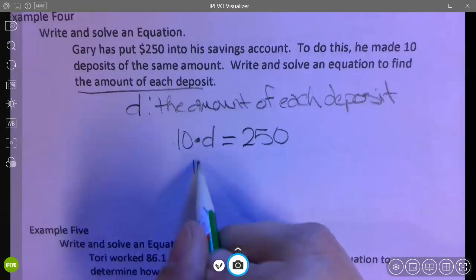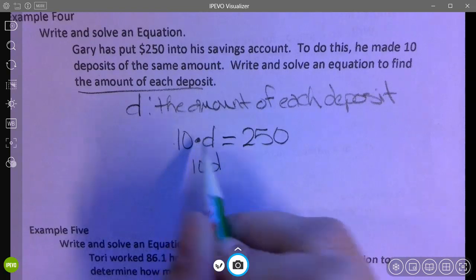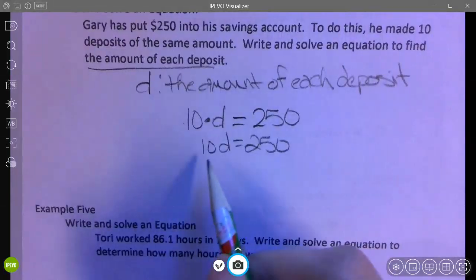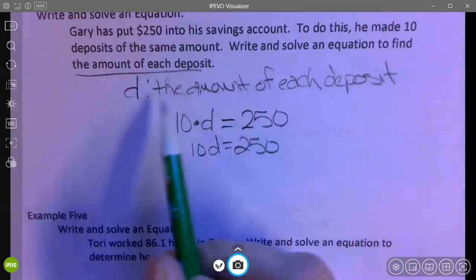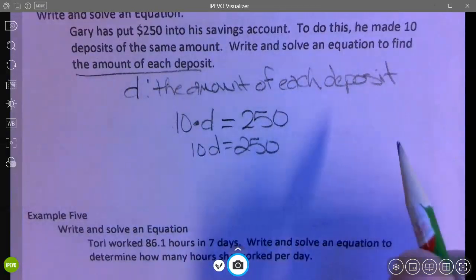And how do we write that? We just write it 10D because remember, a number next to a variable, I don't need a multiplication sign. So I know 10D equals $250. I need to know how much he actually put in every single day.